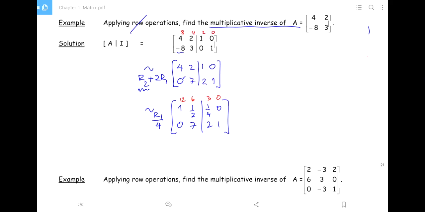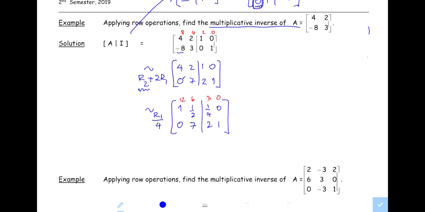When I have 7 here, why don't I just divide this one by 7? That's it. R2 divided by 7, right? I don't talk about R1, so I don't change anything at R1. Now I'm going to have 1 over here. Why do I have to multiply and subtract like that? Why don't I just divide by 7? So here 0, 7 divided by 7 is now 1, right? 2 divided by 7 is 2 over 7. 1 divided by 7 is 1 over 7.